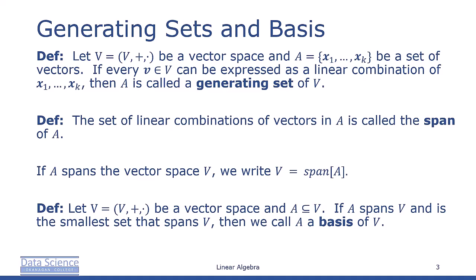It's a good idea to think of the span of A as the set of all objects that we can make using linear combinations of things in A. Generating sets are sets of vectors that span vector subspaces. That is, every vector can be represented as a linear combination of vectors in that generating set.